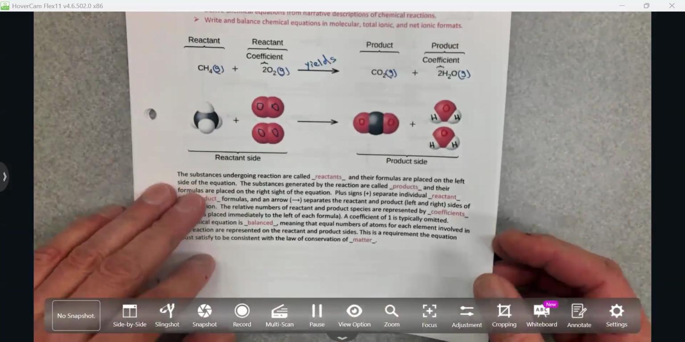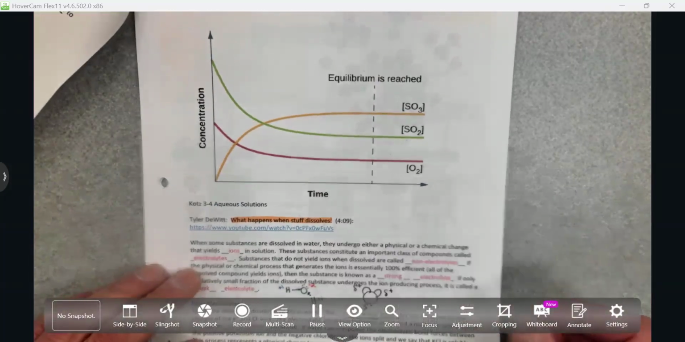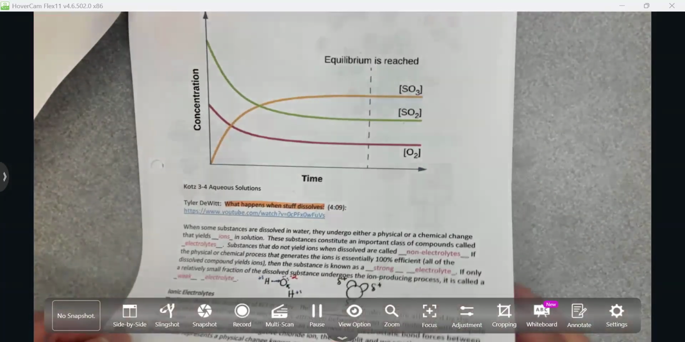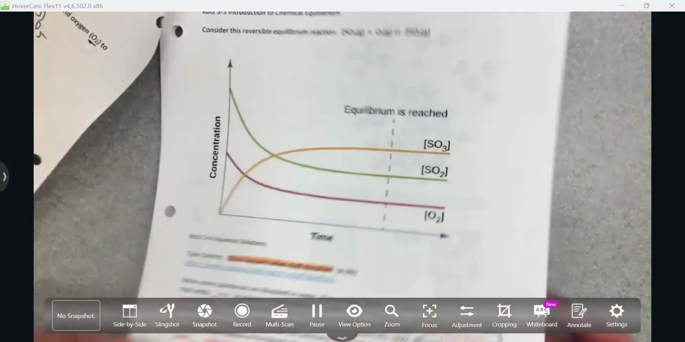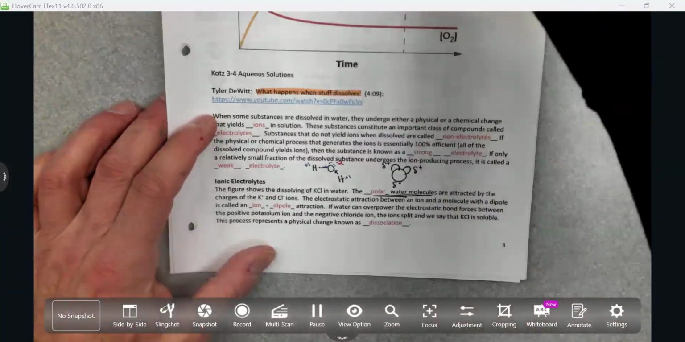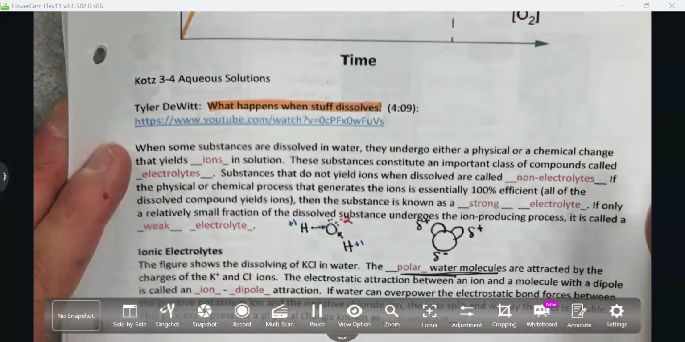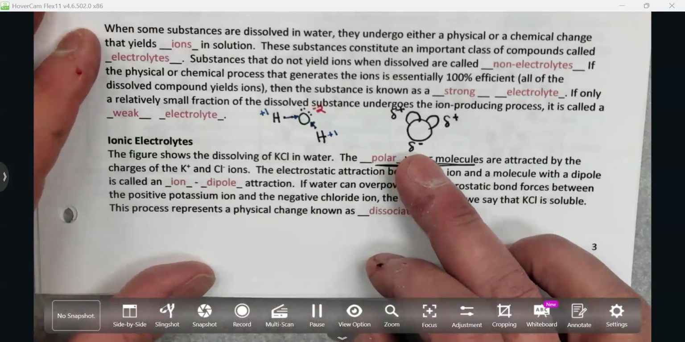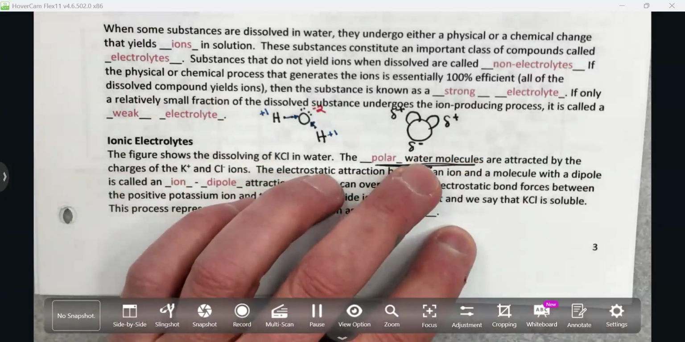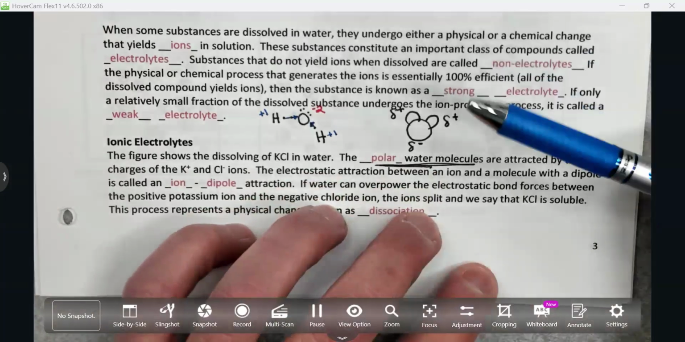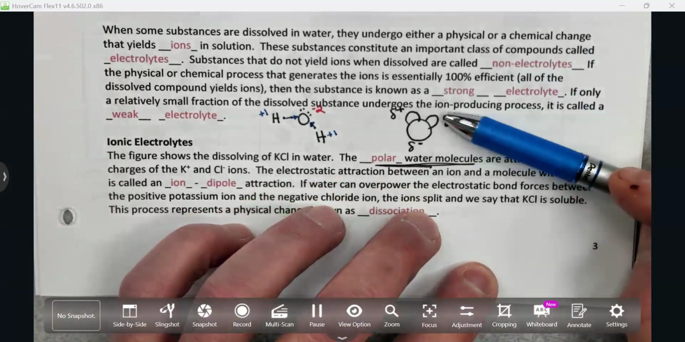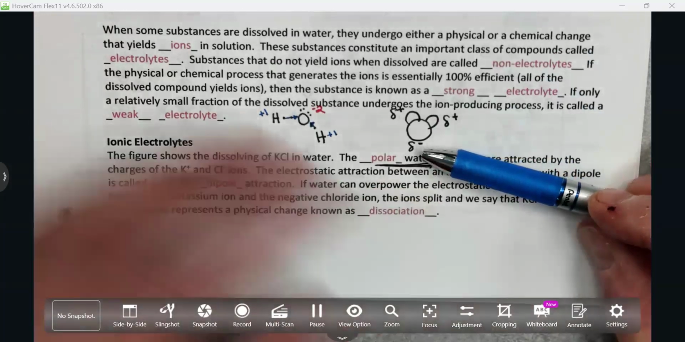And in chapter 3, that's how it started out. We were balancing equations. I said that we are going to come back to this diagram, which we are. Let's review how things dissolve. What happens when stuff dissolves? We know that water is polar because they do not share the electrons equally, and we know that the hydrogens are partially positively charged and the oxygens are partially negatively charged.